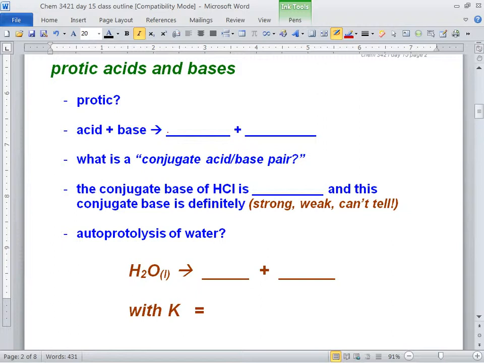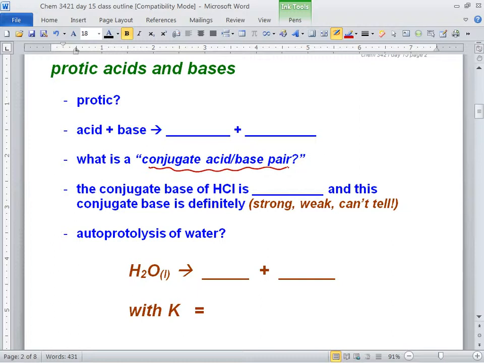And then Melissa did mention this conjugate acid, conjugate base pair thing. What is that? What was this stuff? Okay, conjugate acid, you take away the hydrogen, you get the conjugate base. The conjugate base grabs the hydrogen, you get the conjugate acid. So just an equilibrium going on between the two. That's pretty much all it was.